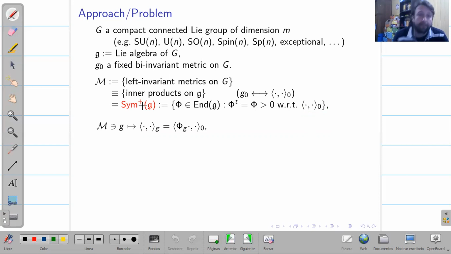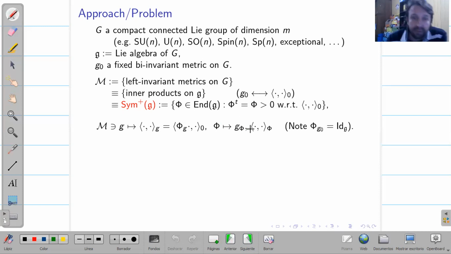How is that? Well, you pick any metric, and it has some associated inner product, and this inner product can be written in this way, with some element here: a positive definite symmetric endomorphism. This is going to be the notation, phi sub g. And in the other direction, if you fix some element here, it induces some inner product and some metric that are going to be denoted with this subindex.